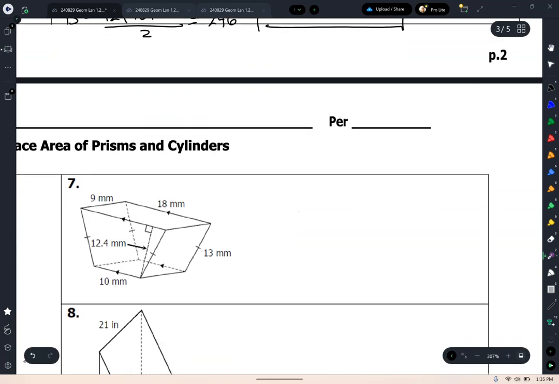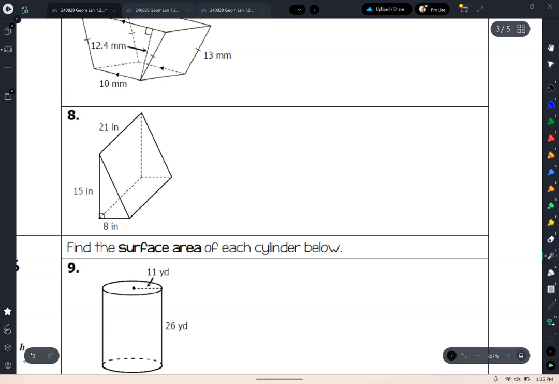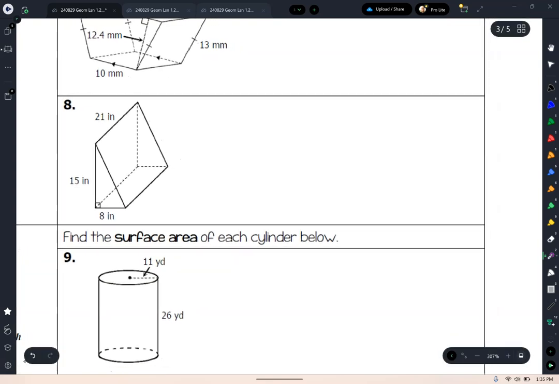Okay, so number 7 is another trapezoidal prism. Let's take a look at number 8. What kind of a shape do we have on number 8? Triangular prism. Okay. All right, let's highlight our bases for number 8. We're going to highlight our bases on all these questions, so highlight our bases.